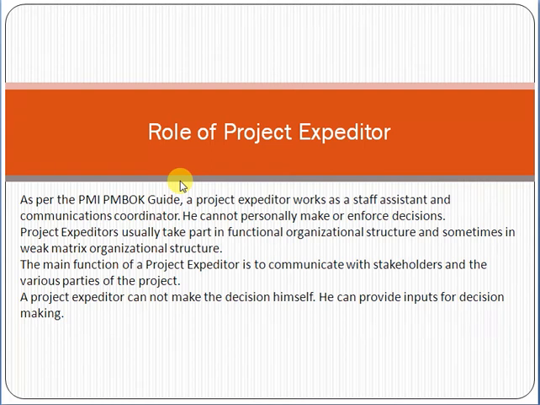Today we'll discuss a topic: the role of Project Expediter. Friend, today's topic is very important, and with reference to PMBOK, Project Management Body of Knowledge, we will see this topic in detail.